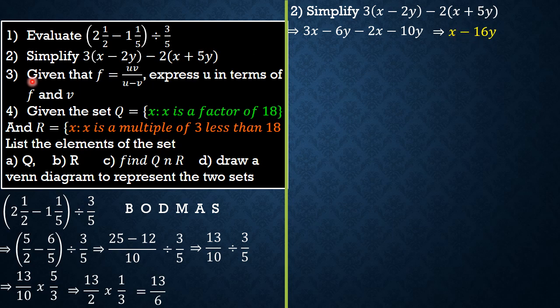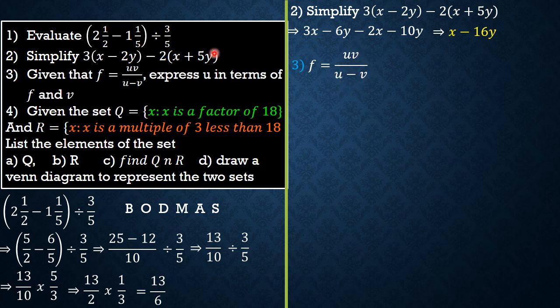So now, friends, question 3 is saying that given that f is equal to uv over u minus v, we should express u in terms of f and v. All right. This is the expression that we have. Friends, for those of you that are so good in physics, if you look at this well, you see that this is simply the formula for the lens equation in optics or physics. Great, so this is it.